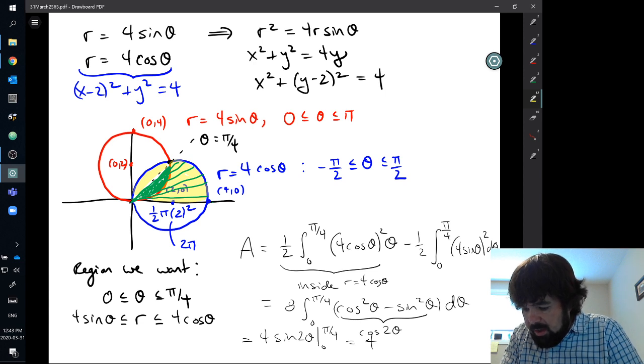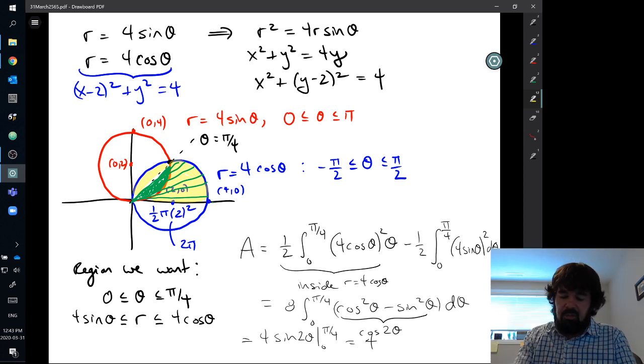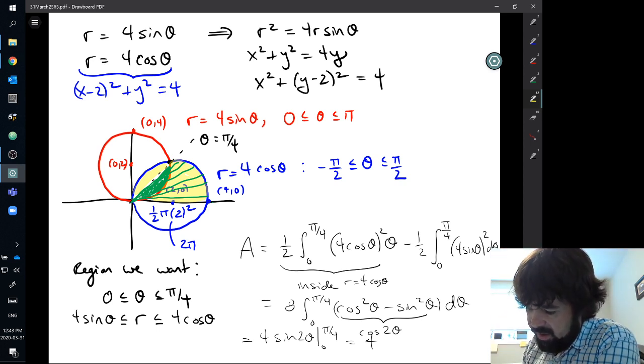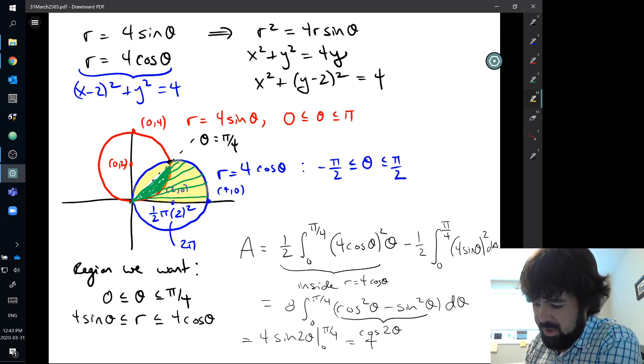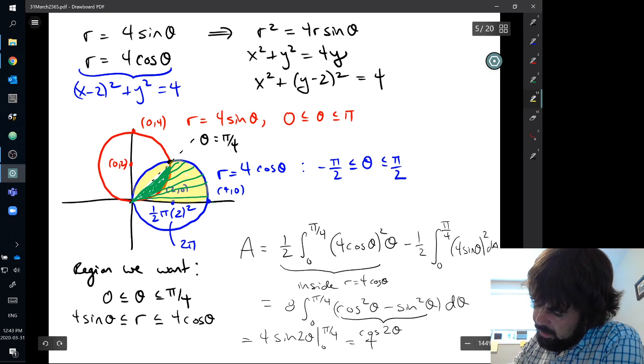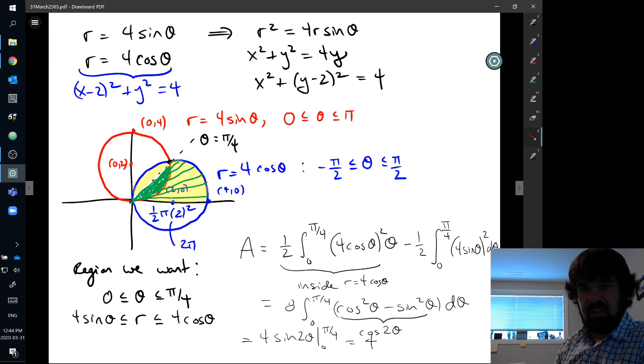We're leaving that out because we wanted the area which is inside the blue circle but outside the red circle. So anything that's inside the red circle, we're trying to remove. And basically what we do is we calculate the area that's inside the blue circle up to pi over 4, right? Because the rest of the stuff that's inside the blue circle is already inside the red circle. So we're actually not even bothering to calculate it. Because this area here, this bit here, that's inside the red circle. So we would have to subtract it off.